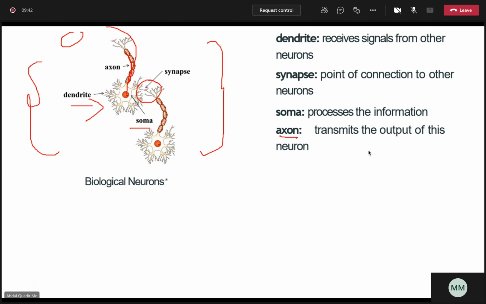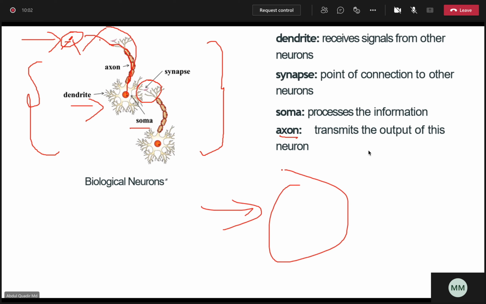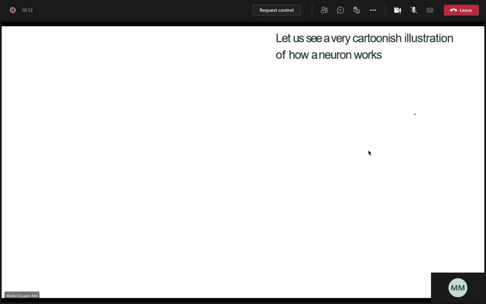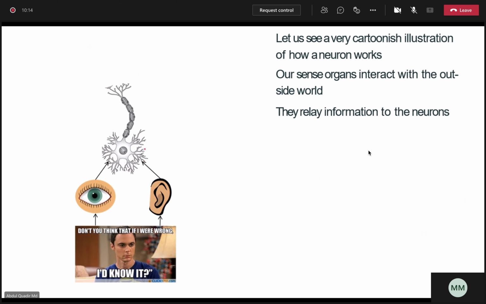So here will be another neuron. Here there will be another synapse, and from here it is coming, and it is a part of the interconnected network. Here is another soma, and here there will be another input, and the process continues. So basically it receives the information, processes the information, and transmits the information, and it is interconnected to other neurons.